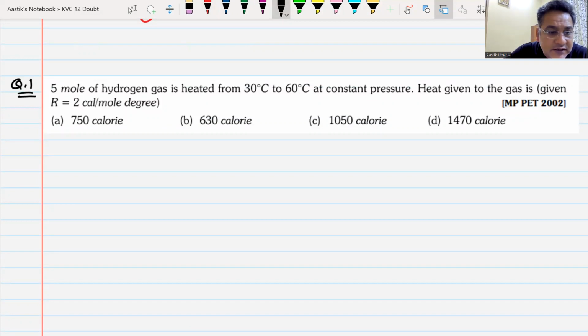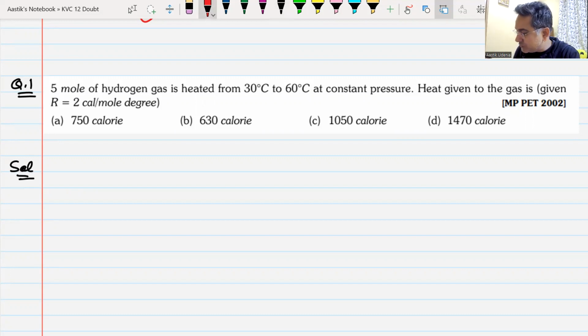Tell me the answer for this one. Do it fast so that I can move on to the next question. 2 minutes you have to show me your talents. So, how are you supposed to solve this question? Heat given to the gas. How do you find out heat given to the gas? Option A, B, or C.